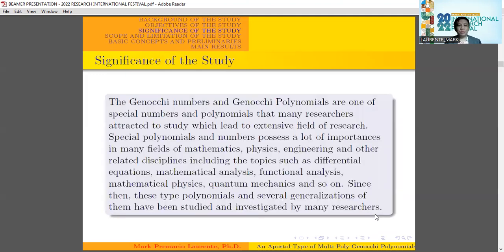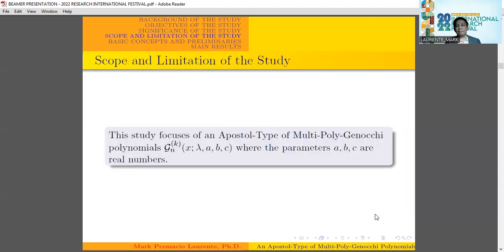As for significance, the Genocchi numbers and Genocchi polynomials are special numbers that are attractive to study, which lead to an extensive field of research, including mathematics, physics, engineering, and other disciplines. For the scope and limitation, we just focus on the Apostol-Type of Multi-Poly-Genocchi polynomials, where parameters A, B, and C are real numbers.